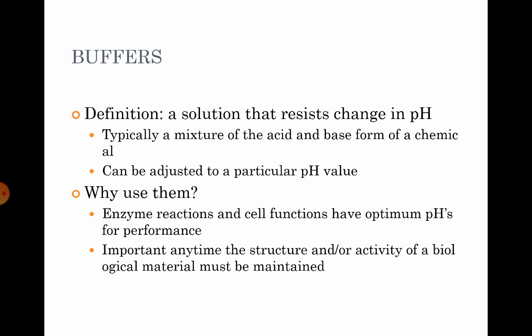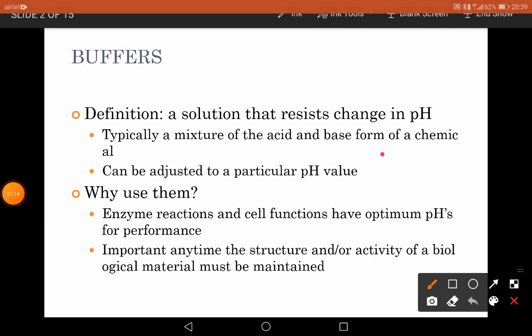Typically, a mixture of the acid and base form of a chemical can be adjusted to a particular pH value. It can be adjusted to any pH between 1 and 14. Why do we use them? Enzyme reactions and cell functions have optimum pH for performance. Important, anytime the structure and or activity of a biological material must be maintained. So most of the biological reactions are sensitive to pH, and they occur at that particular pH. So this is why buffers are very important.